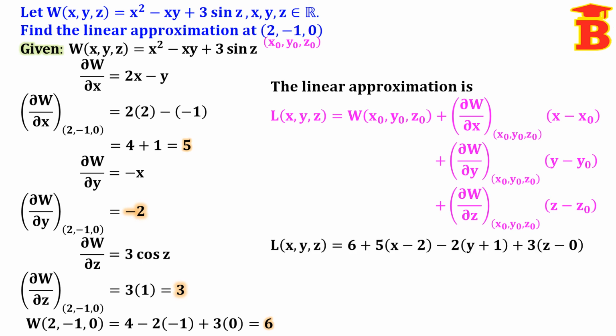The linear approximation L of x comma y comma z equal to w at the point, that value is 6, plus dou w by dou x at the point is 5 into x minus x naught value 2, plus dou w by dou y at the point is minus 2 into y minus y naught is minus 1, so minus of minus plus 1, plus dou w by dou z at the point is 3, so 3 into z minus z naught is 0.